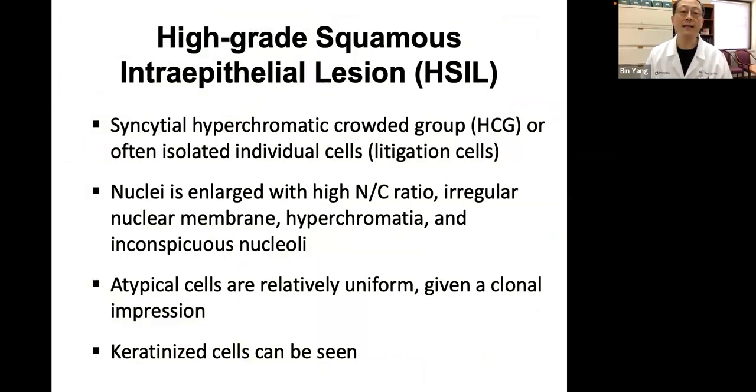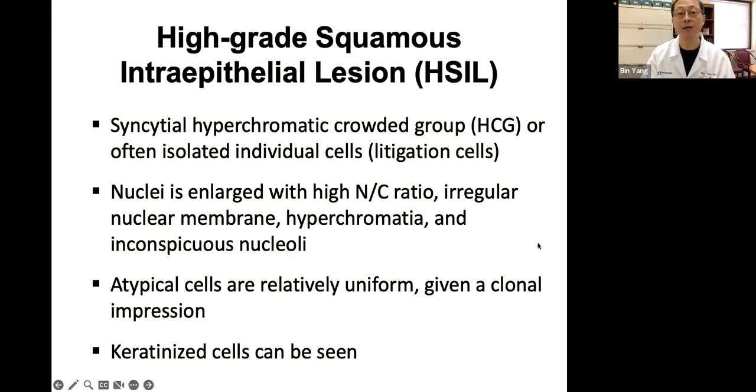HSIL, in contrast with LSIL, has a higher NC ratio. Usually the nuclear enlargement is not as dramatic as LSIL. It's like 1.5 to 2 times the intermediate cells. They tend to be loose. They lost the cohesiveness between the cells, so you tend to see smaller groups or individual cells. At the beginning of ThinPrep, you called them ligation cells, because in ThinPrep the vortex breaks down these cells. They tend to be individual, sneaky, buried there. If you don't look carefully, you can miss them.